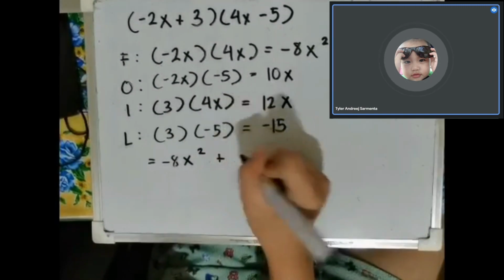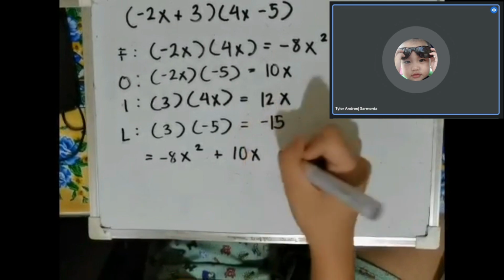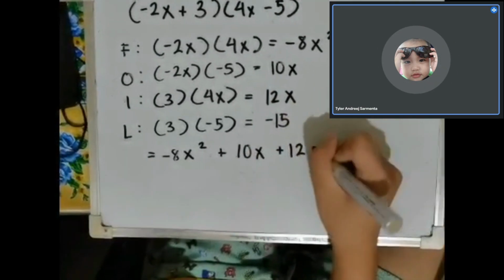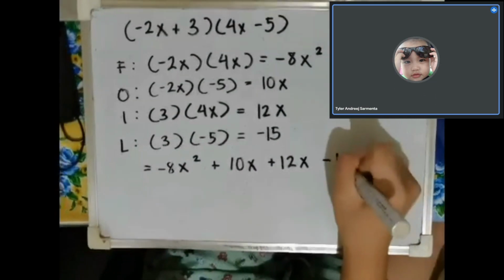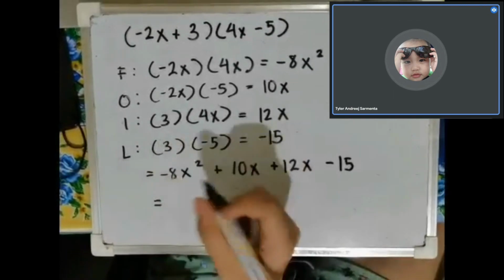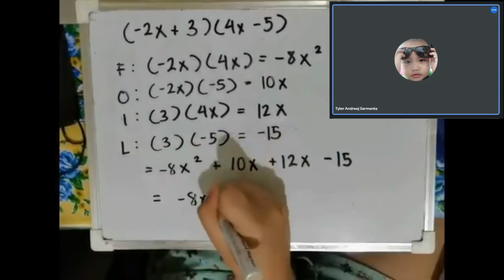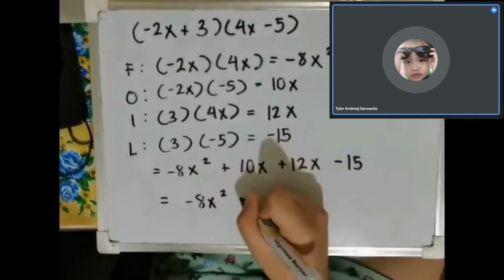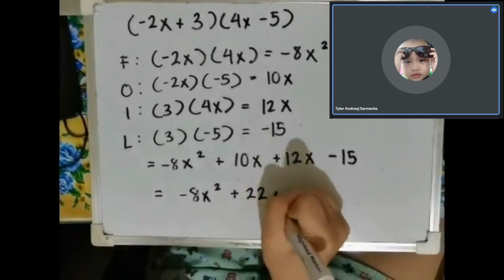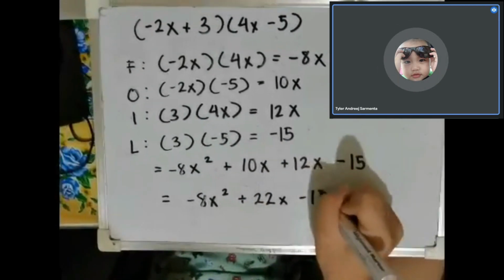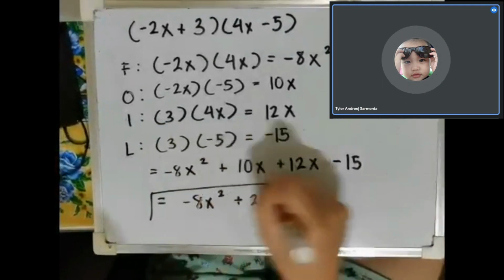Then combine like terms, making sure that they have the same variable and exponent. The like terms here are 10x and 12x. If you add them, the answer will be 22x. So the final answer will be negative 8x squared plus 22x and negative 15.